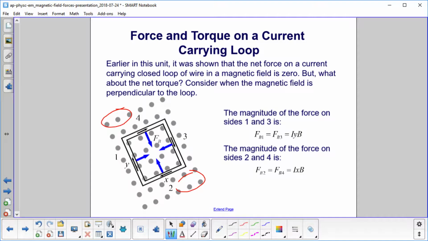right directions here. And then the magnitude of the force on sides 1 and 3 is going to be ILB sine theta, but the magnetic field is perpendicular to the loop direction, so we've got sine of 90, that's 1. So the force on these, equal and opposite, will be I times Y times B. Y is the length of the sides. So those cancel. Then if we go to sides 2 and 4, this time the length of this side is X, same story. The forces all cancel out, so there's no net force. That's good. Now let's move on to torque for the next slide.